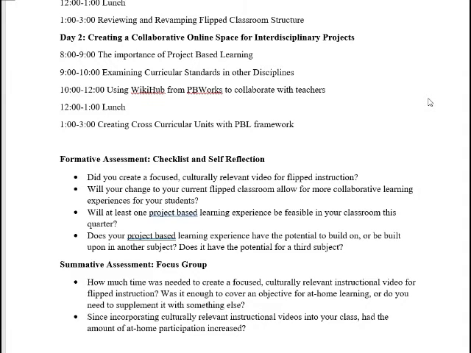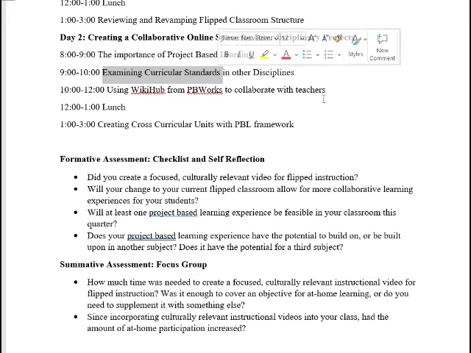The next hour would be examining our curricular standards in other disciplines. I think another reason why a lot of teachers have trouble successfully doing this is because they aren't aware of what the other standards look like in other classes. They may be pros or professionals in their content area, but they might not know what is being taught at that grade level in other classes. So this is what would be designated in an hour here.